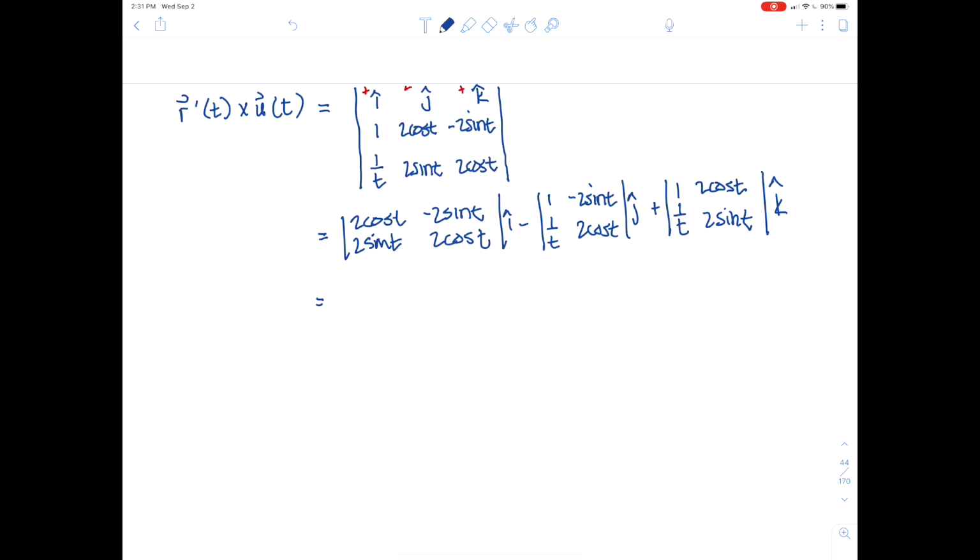So this is going to end up being 4 cosine squared t minus minus is plus, so now we'll get 4 sine squared t.